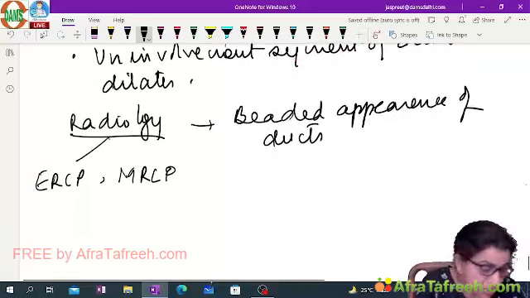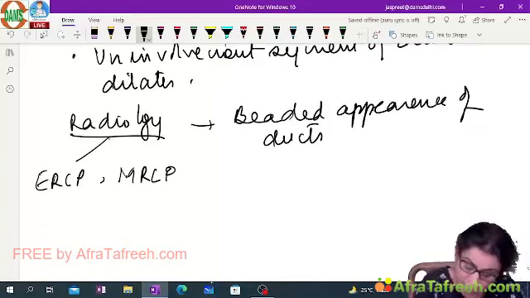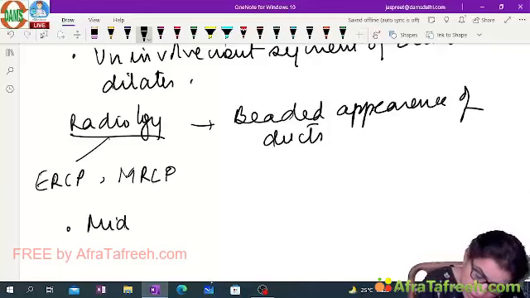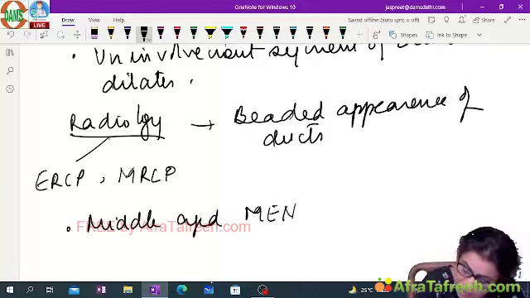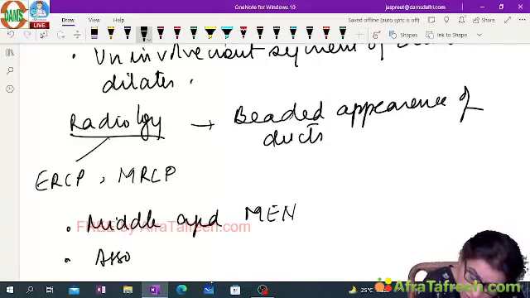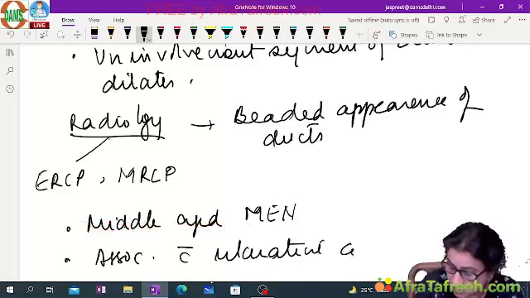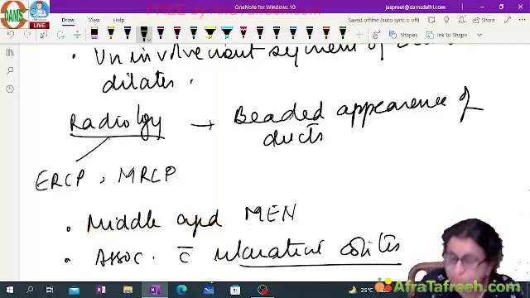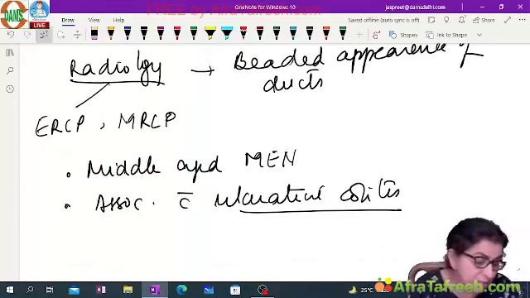Okay, now these are the clinical features. We have already discussed the clinical features. It is seen in middle-aged men, and very important, there is an association with ulcerative colitis. So primary sclerosing cholangitis is associated with ulcerative colitis.